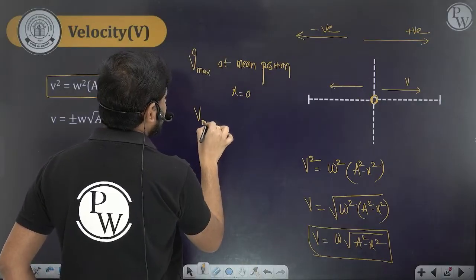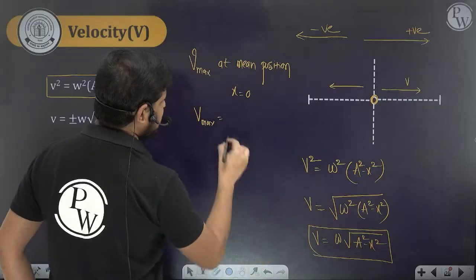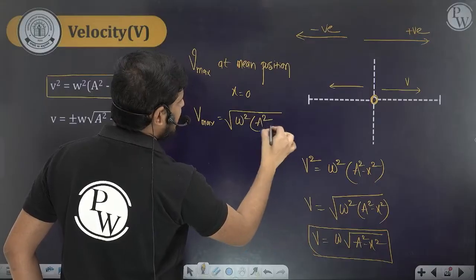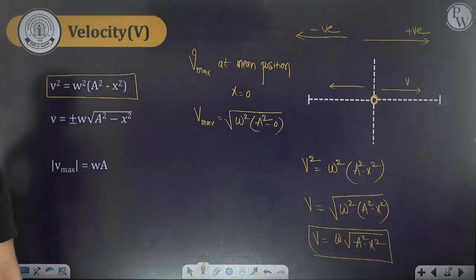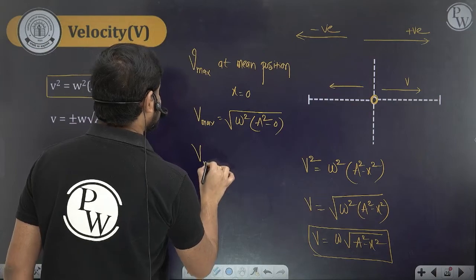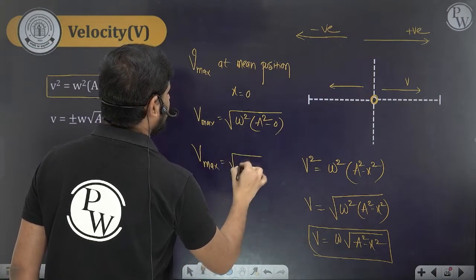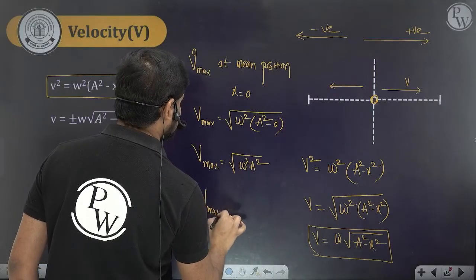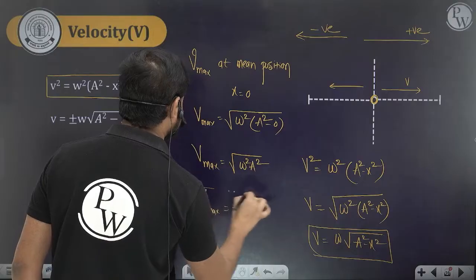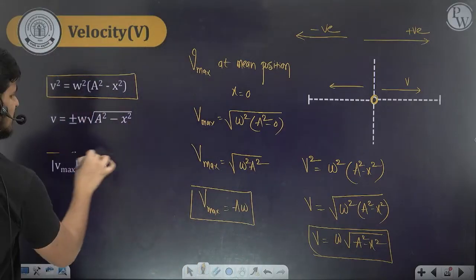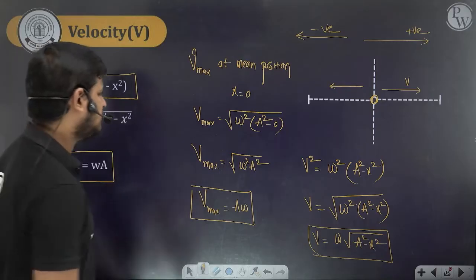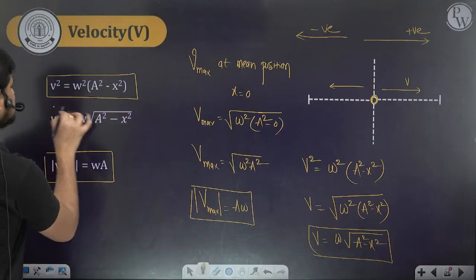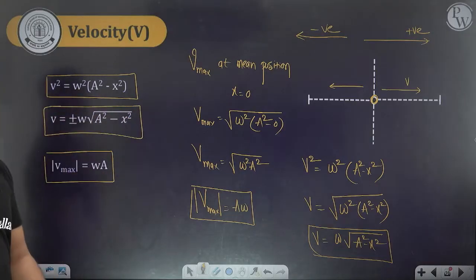So then v max, the maximum velocity, is equal to the square root of omega square into a square minus x square, where x is 0 at the mean position. So v max is equal to the square root of omega square into a square. From here, v max is equal to a omega. So the magnitude of the maximum velocity is equal to a omega. Clear? This velocity can be plus or minus. Okay guys, just note it down.